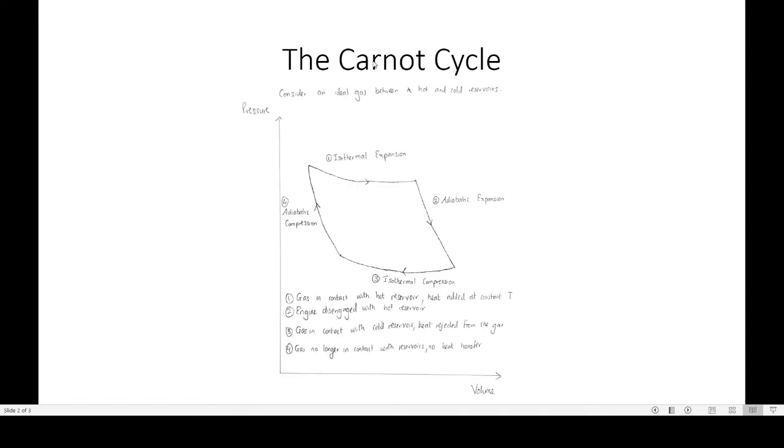If we consider an ideal gas between a hot and cold reservoir, it goes through four processes in a Carnot cycle. Initially, the gas is in contact with the hot reservoir and heat is added to it. Then the gas is disengaged from the hot reservoir and comes into contact with the cold reservoir, where it rejects heat. It then loses contact with both reservoirs, and since there is no net heat transfer, it reverts back to its original state.